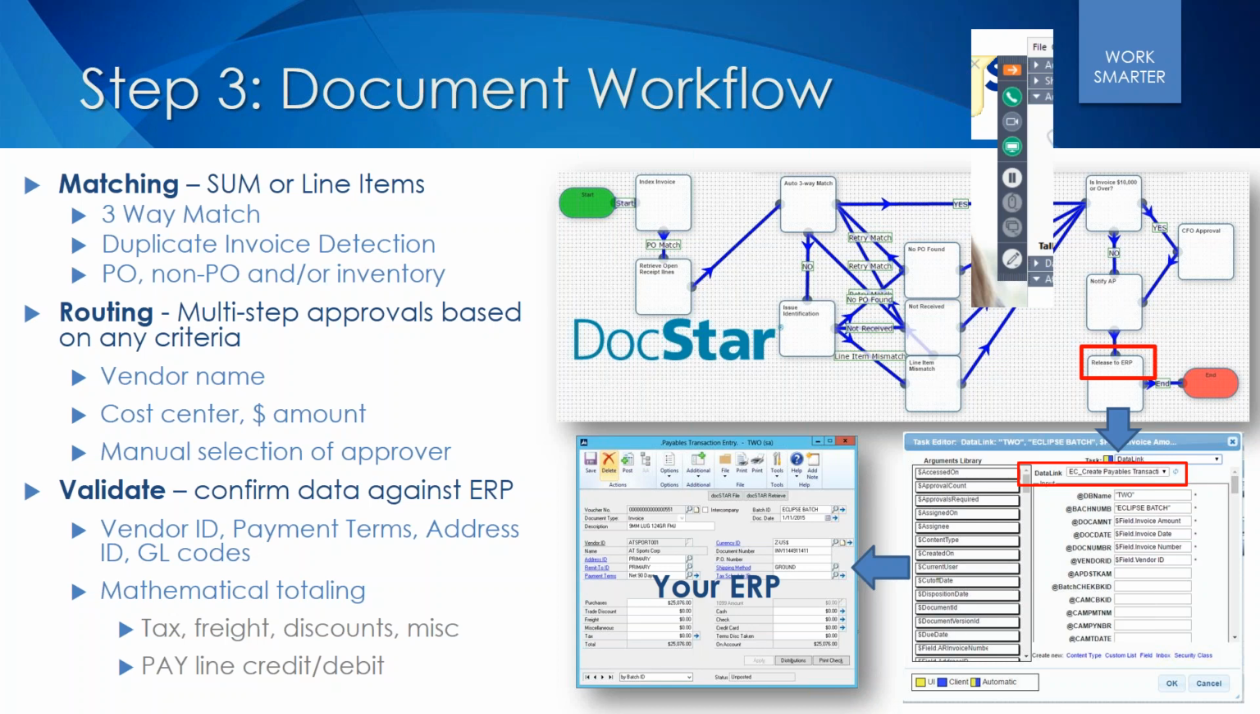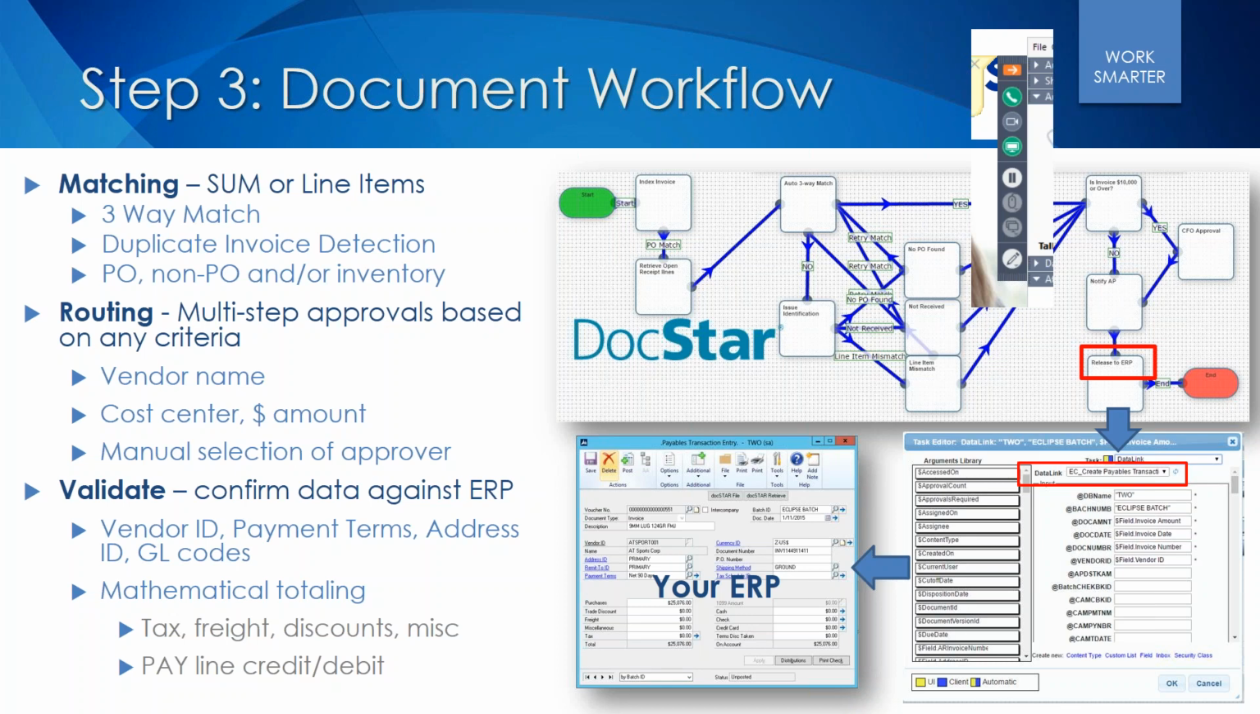Routing the documents. How are those happening today? Is it based on vendor? Typically, these are in non-inventory, non-PO based routing, cost center, dollar amount. Do you want to just manually select the approver? So we can do that type of routing right within the workflow tool here within DocStar.